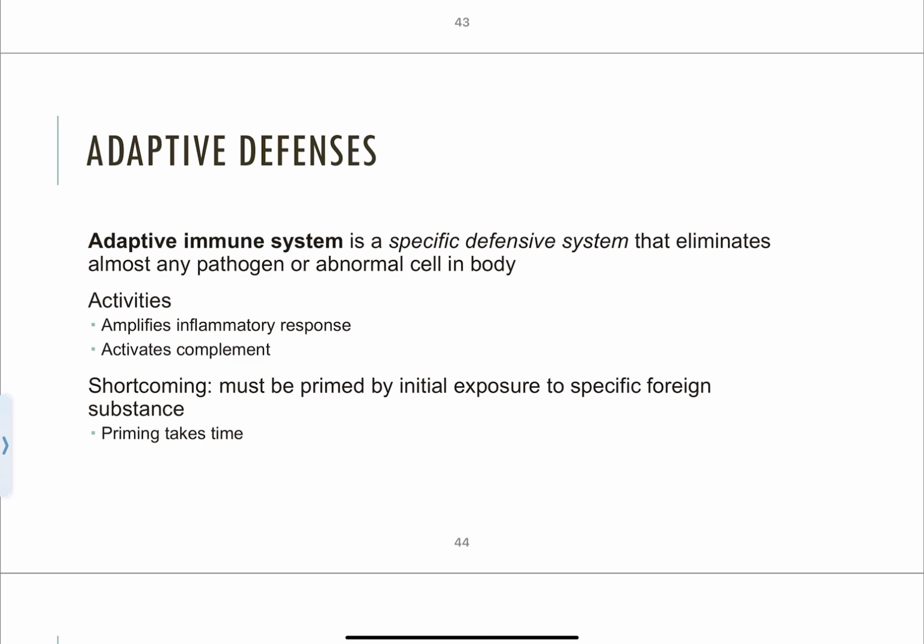So in terms of activities, the adaptive immune system is going to help amplify the inflammatory response even more, and it's going to activate the complement, which we talked about, both of those, in the previous section. The downside to the adaptive defense is that it has to be primed by initial exposure to a foreign substance, and priming takes time, meaning it has to be exposed to something in order for it to be activated and ready to go.